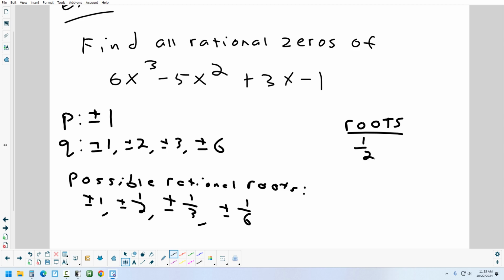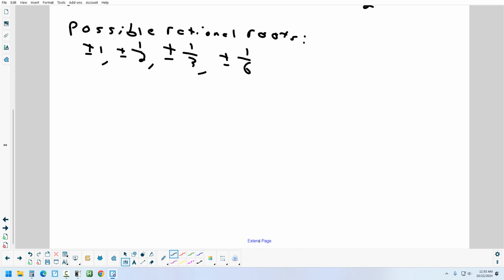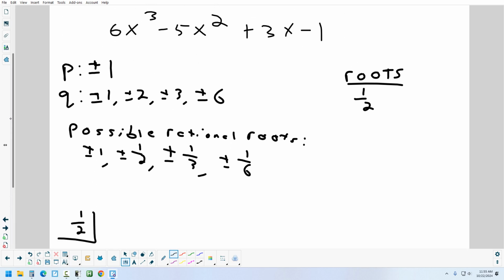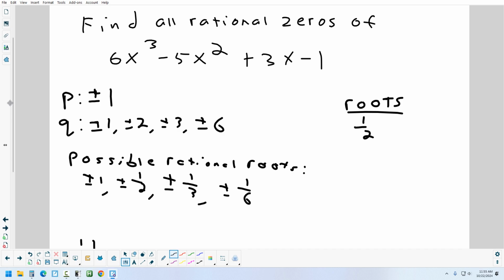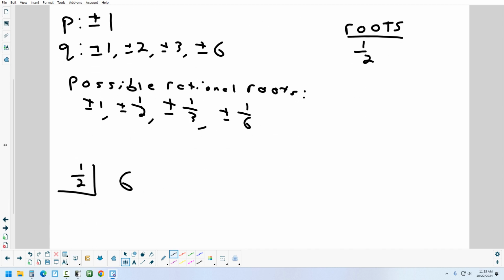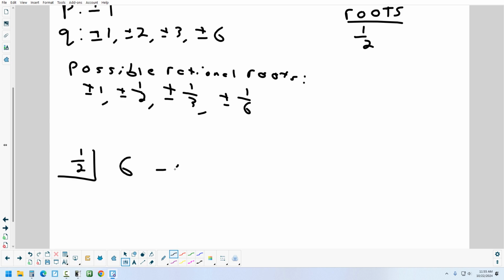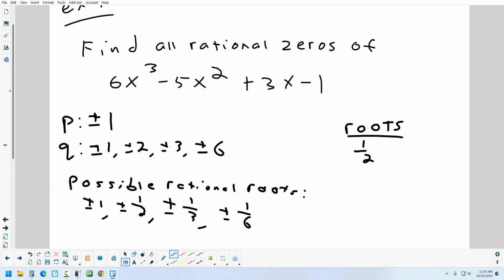So one of the roots is 1/2. What are we going to use now to turn the cubic into a quadratic? Yep, use synthetic division. It's like we're going to take out the x minus 1/2 factor from this cubic, and we'll be left with a quadratic. So we got 6, negative 5, 3, negative 1.